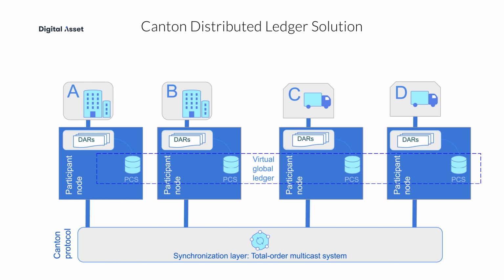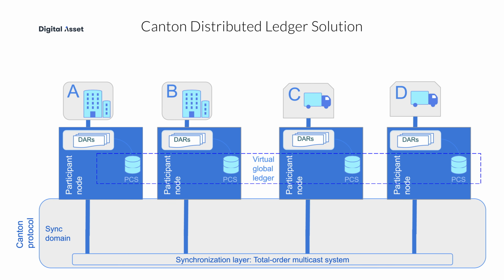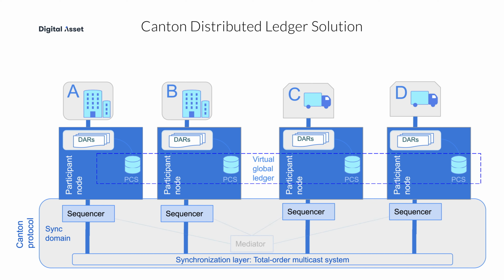At an abstract level, a participant node connects to a sync domain that facilitates synchronization of transactions. A sync domain has one or more sequencers that establish the total order of messages and implement a total order multicast. It also ensures that only relevant messages are sent to the participant nodes, which further strengthens privacy and enables scaling. A sync domain also has one or more mediators that coordinate transaction commits across multiple parties, ensuring privacy and atomicity of each transaction. Let us summarize what we have learned so far.